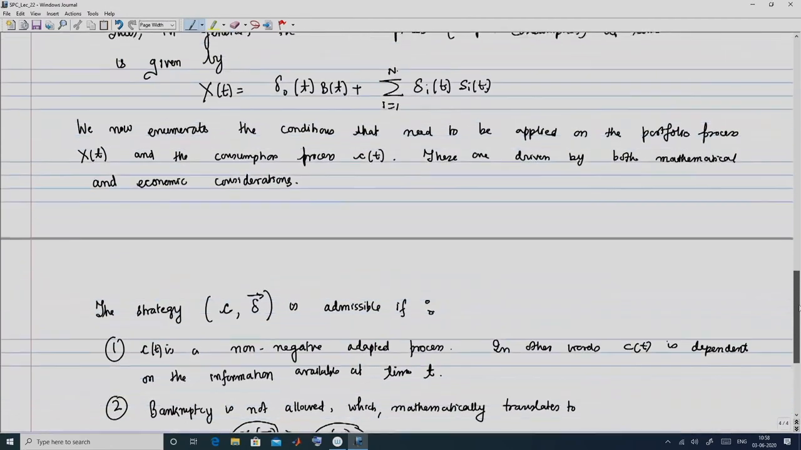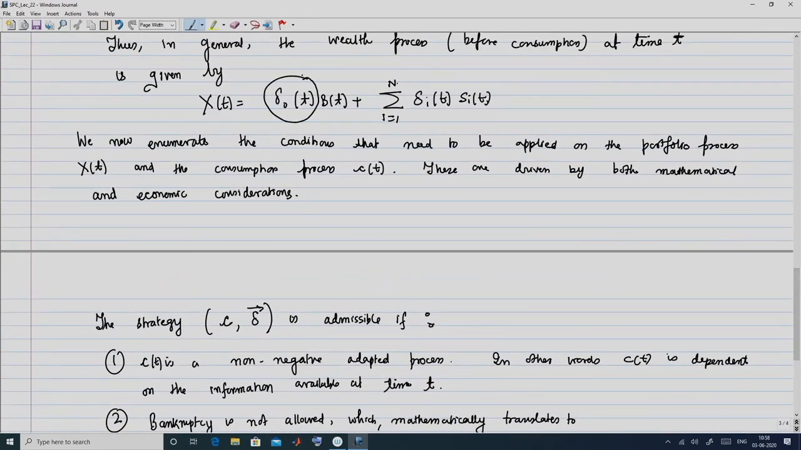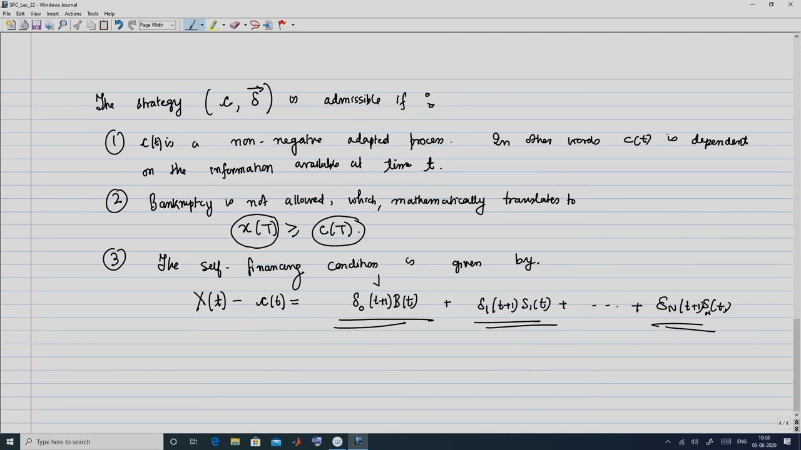So what we have here is that this delta naught of t is basically the investment made at time t minus 1, the number of units that you hold at time t, and then the value becomes delta naught of t into b of t and summation of delta i of t S i of t, and this ends up being the value of your holdings at time t given by x of t. So, please understand that this is the investment made at time t minus 1 held until time t. Likewise, this one is the investment that is made at time t, but held until time t plus 1. So, for delta, the argument will indicate the time point till which the investment is actually being held.